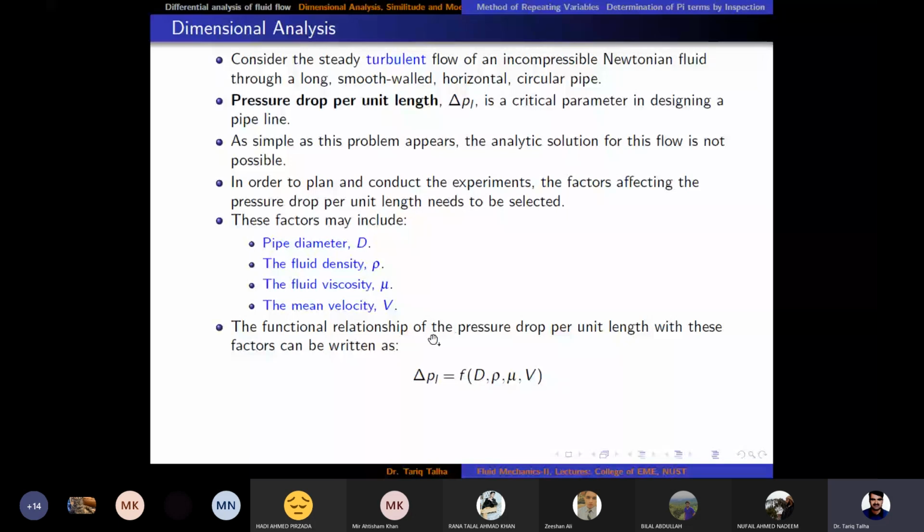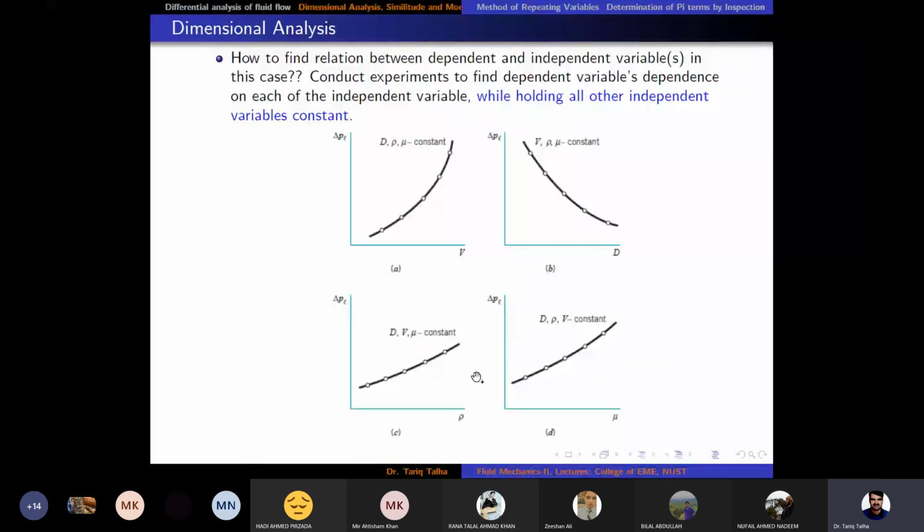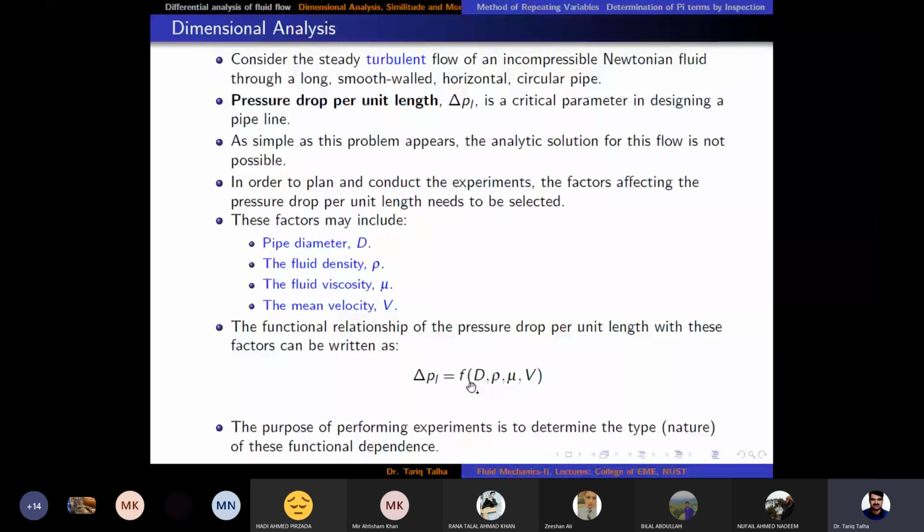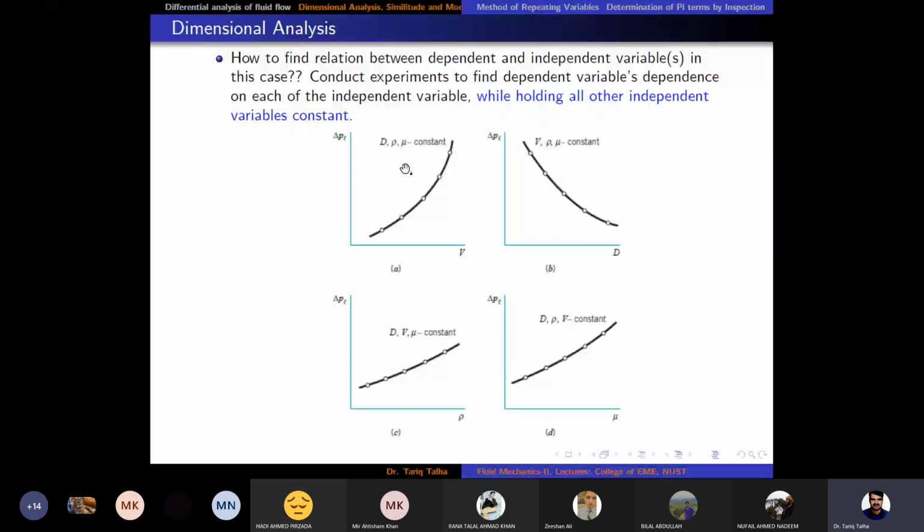So first of all, we write the functional form that pressure gradient is dependent upon these four parameters. Now the first way of doing it is that we conduct, because we have got four independent variables, four types of experiment. In one, we have got delta p as a function of velocity, then diameter, then rho and mu, and all the other three are kept constant respectively.